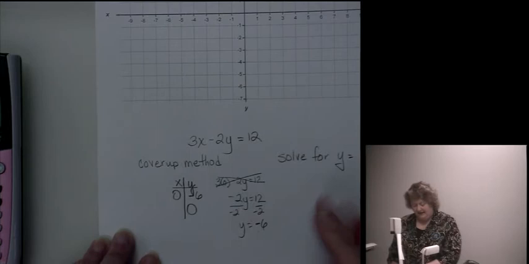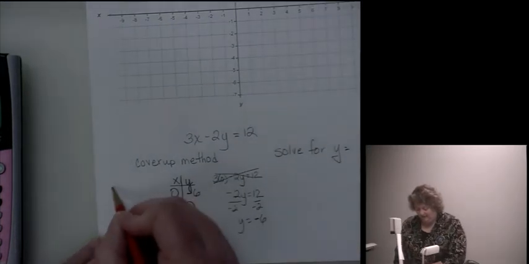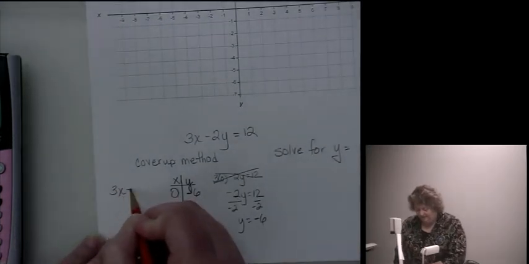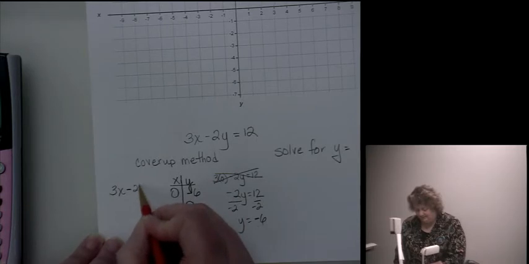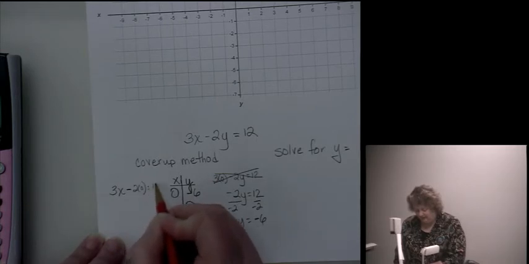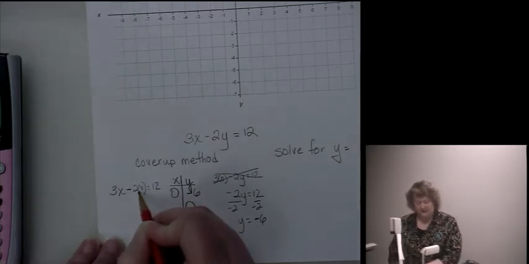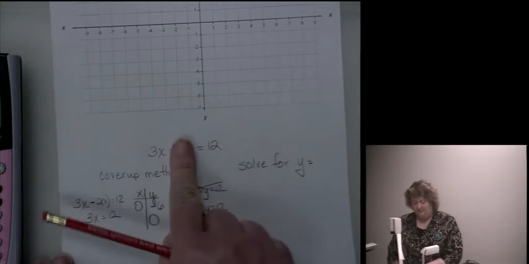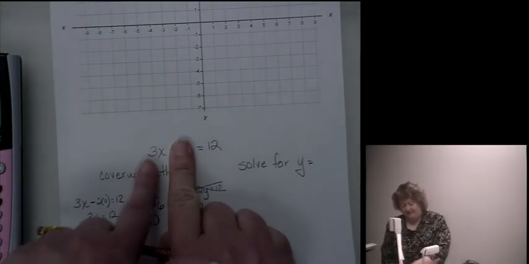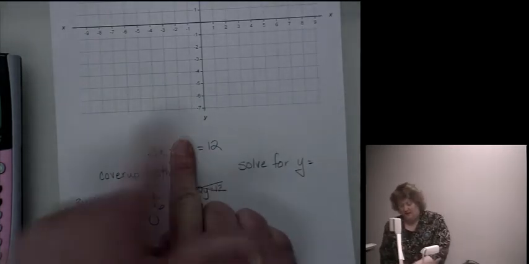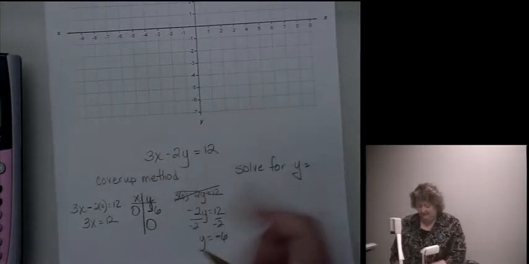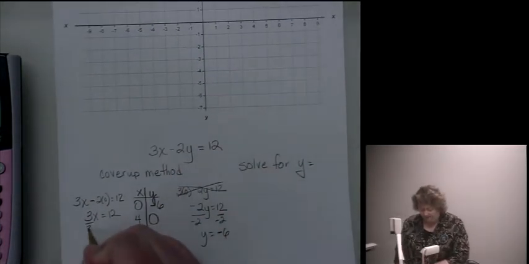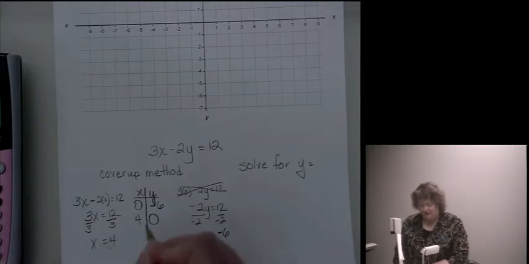Now we're going to do the same thing letting y be 0. 3x minus 2 times 0 equals 12. Well, again, 2 times 0 is 0. 0 from anything is just that. So we get 3x equals 12. If I put my finger over this, what do I have? I have 3x equals 12. 12 divided by 3 is 4. And since that's an x value, we put it here.